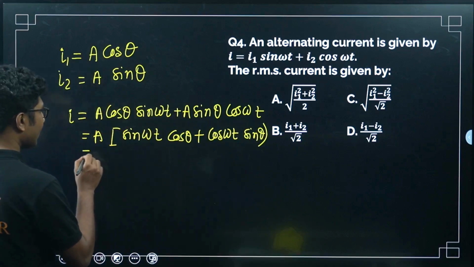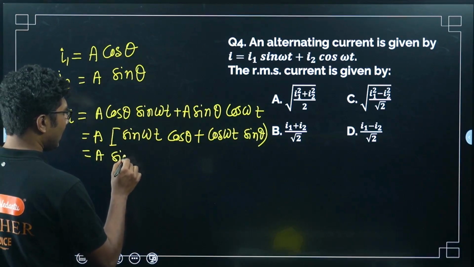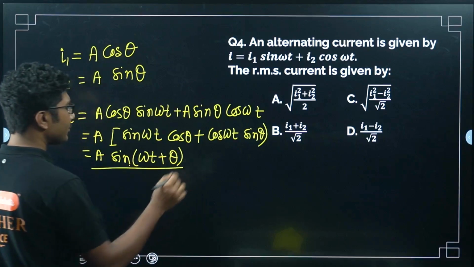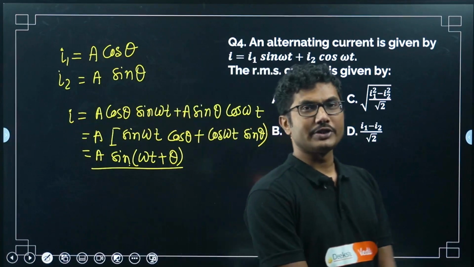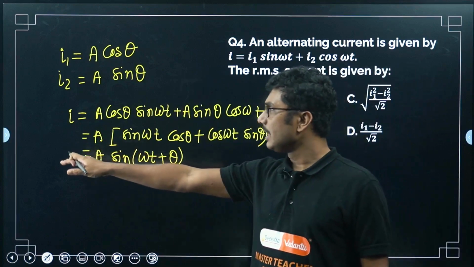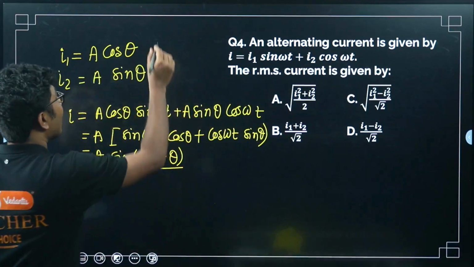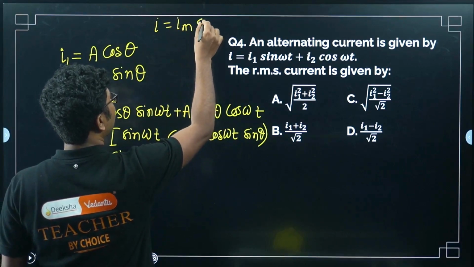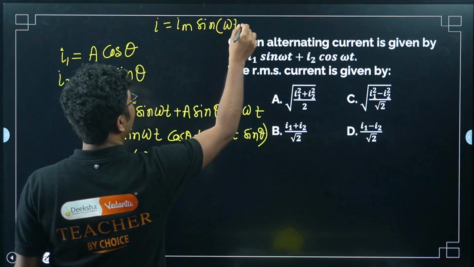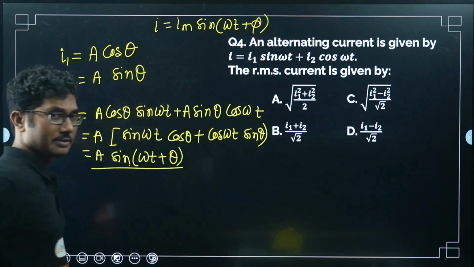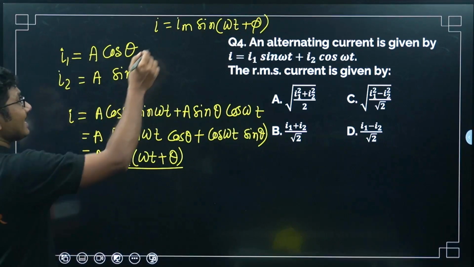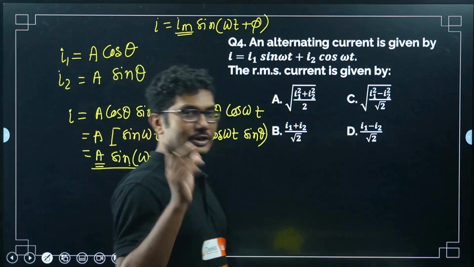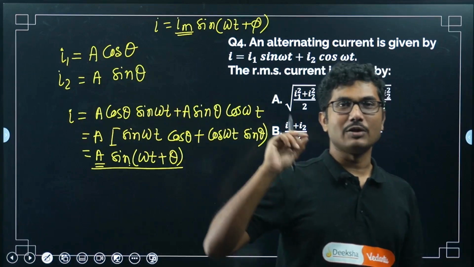So what is the formula? Yes, sin(A plus B). This is the composite function, right? This is the composite current function. Now if you see, this formula is the same as current equals Im sin(omega t plus phi). Phi is the phase difference, remember that. So here what is this Im? Im is A, right? So this is the amplitude or the maximum value of current.